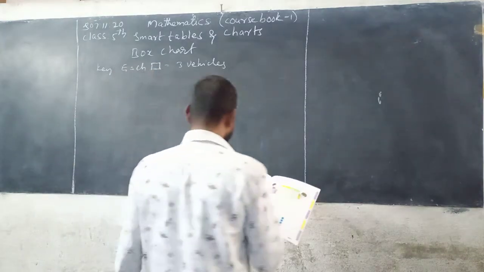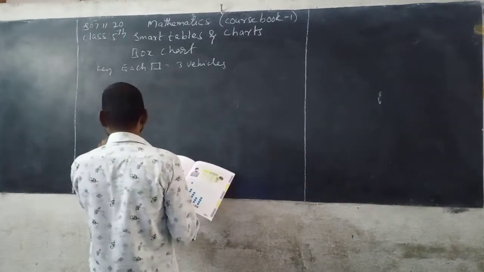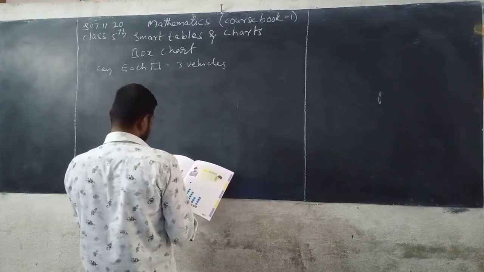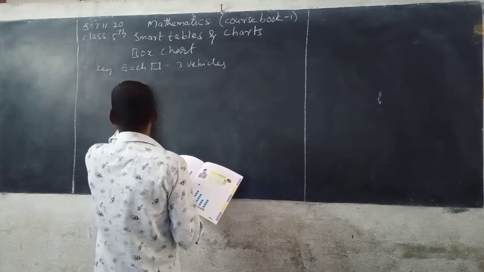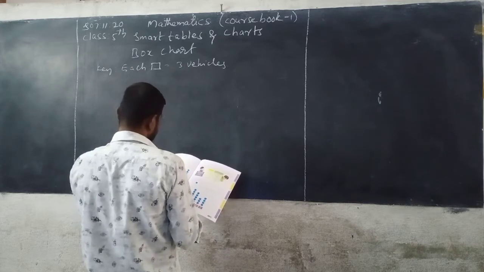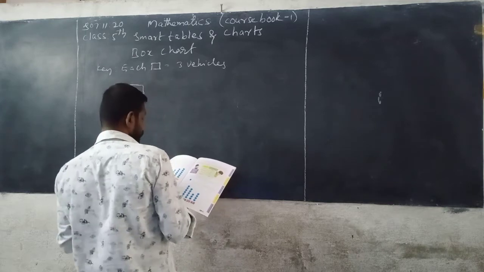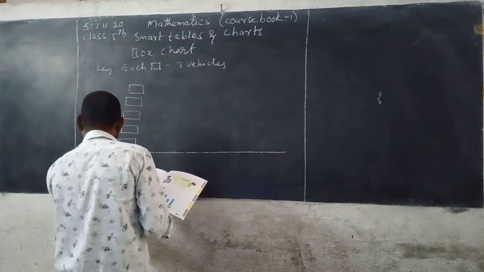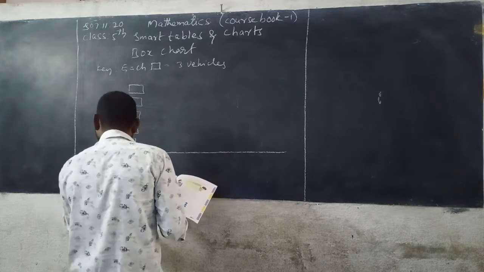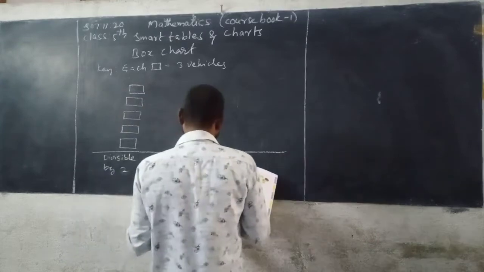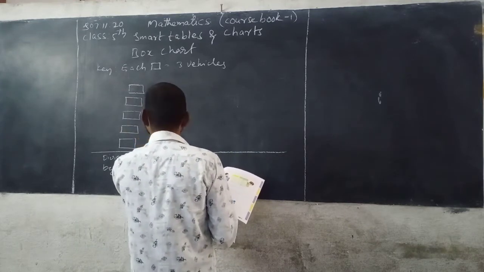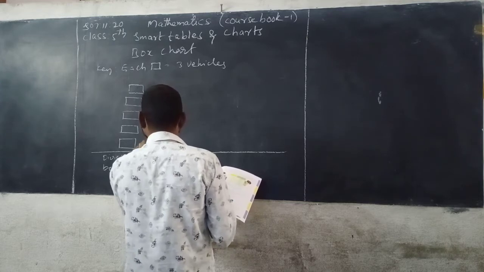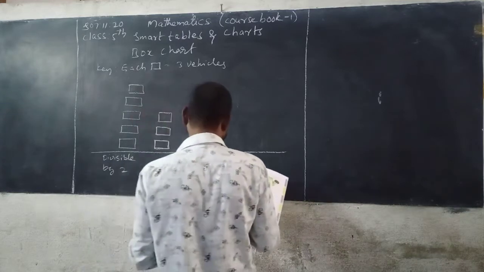See here, this is 1, 2, 3, 4, 5. Now, next, this is divisible by 2. Now, next one, 1, 2, 3. Divisible by 3.